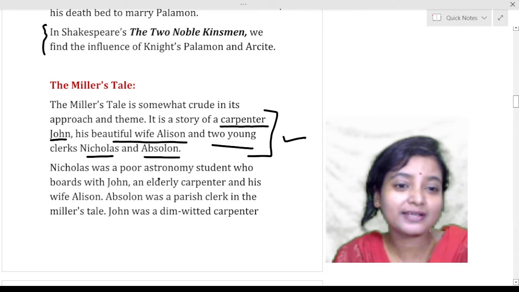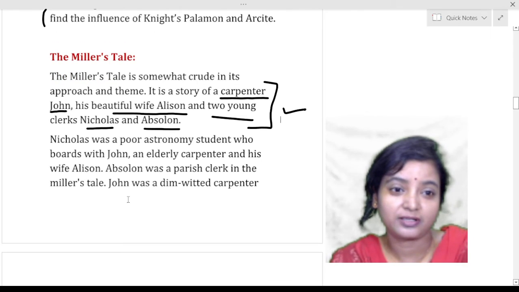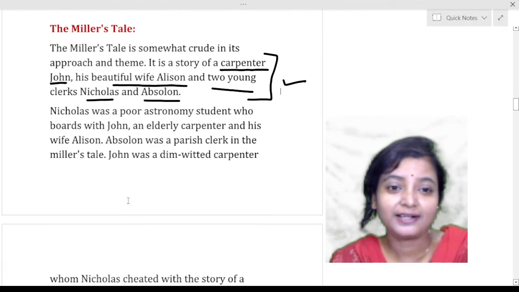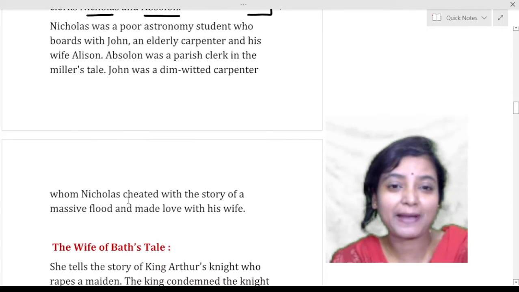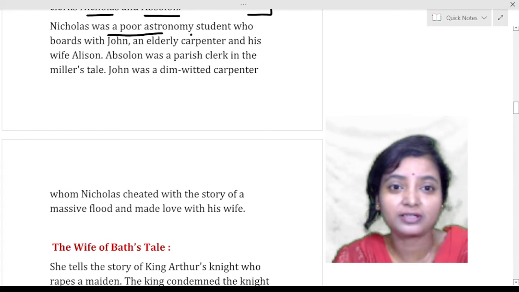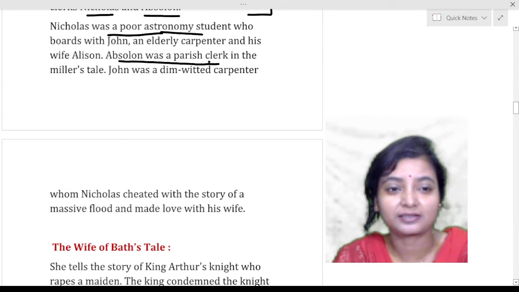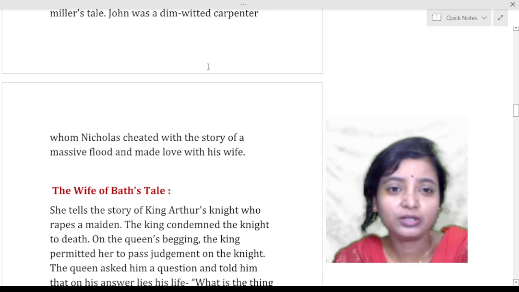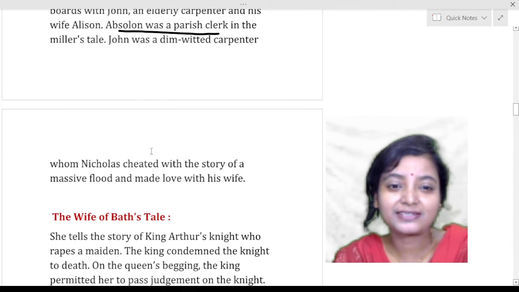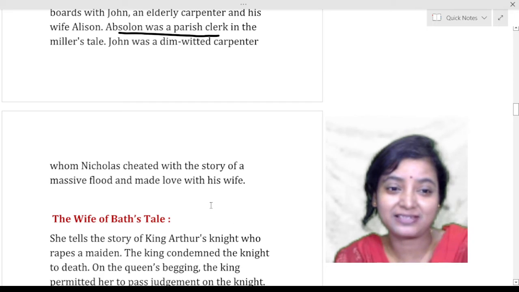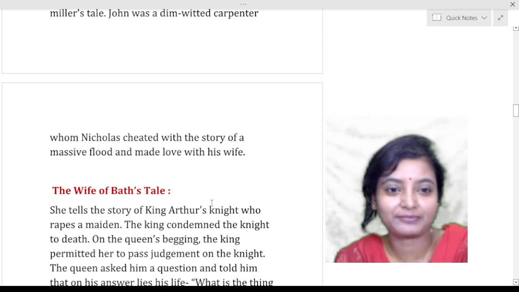Now, Nicholas was a poor astronomy student who boards with John, an elderly carpenter, and his wife Alison. Absalom was a Paris clerk. So who was Nicholas? Nicholas was a poor astronomy student. And who was Absalom? Absalom was a Paris clerk. Okay. John was a dim-witted carpenter, a foolish type. So Nicholas cheated him with a story of a massive flood and made love with his wife.